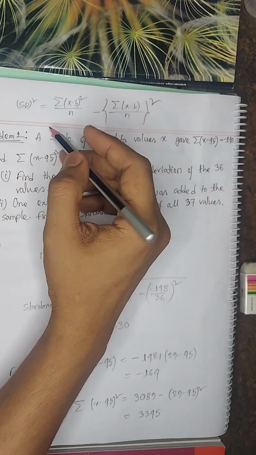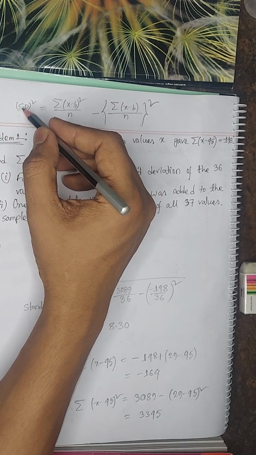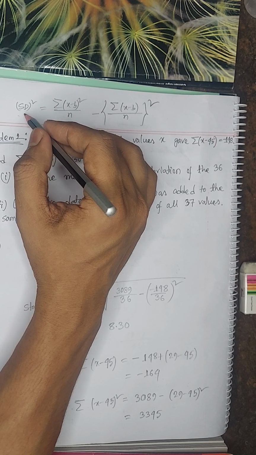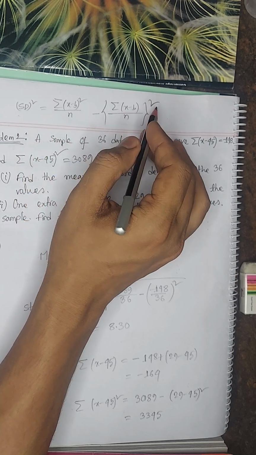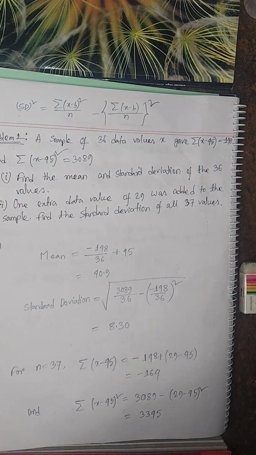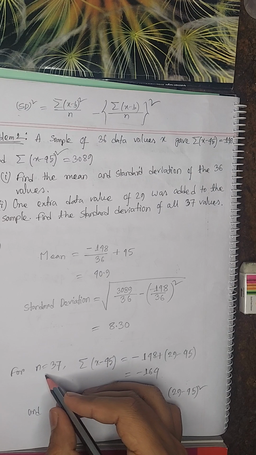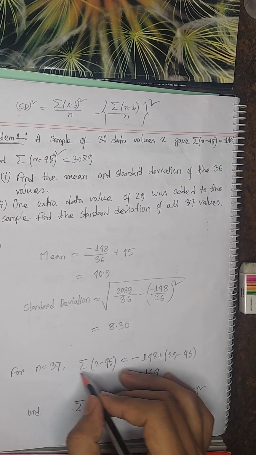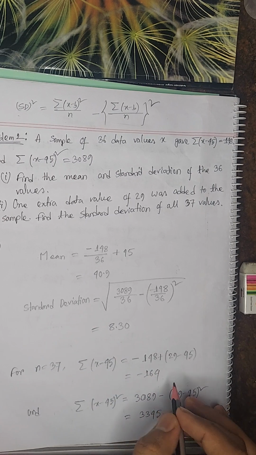We have used the formula of standard deviation here. The square of the standard deviation is this expression, so when we find only the SD, there will be a square root on the right hand side. So that is what we used here. And if n equals 37 and summation of x minus 45 is, then what will be summation of x minus 45, which is minus 164.